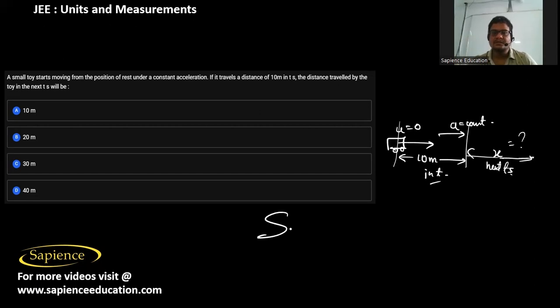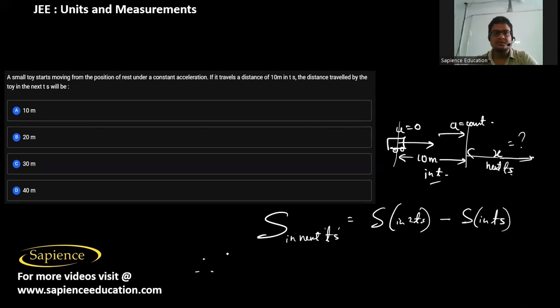So we can say the displacement in the next t seconds will be the same as the total displacement in 2t seconds minus the displacement in t seconds.